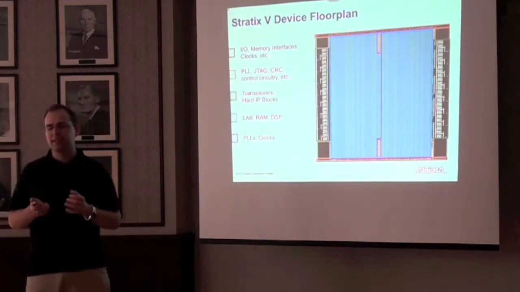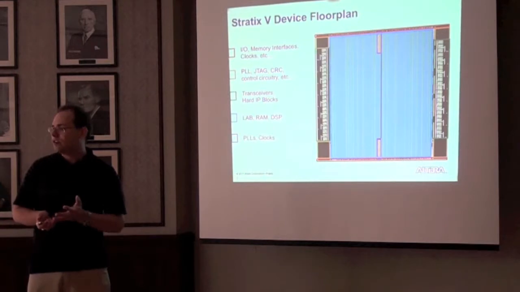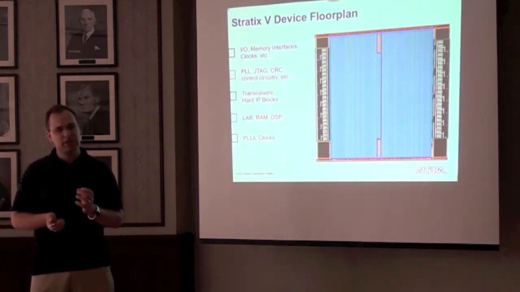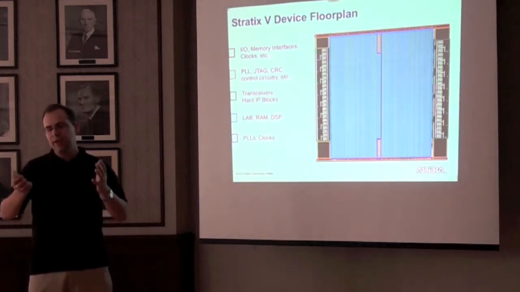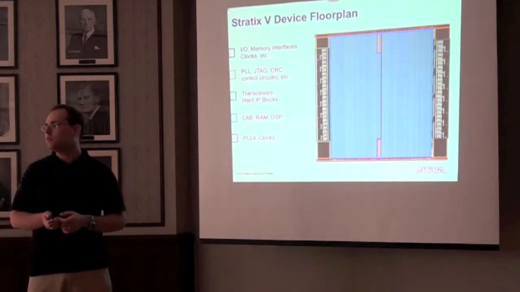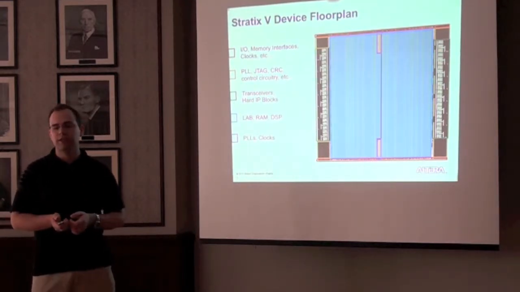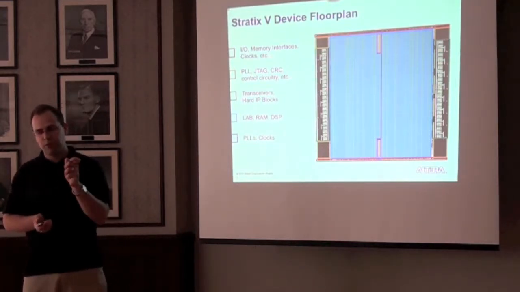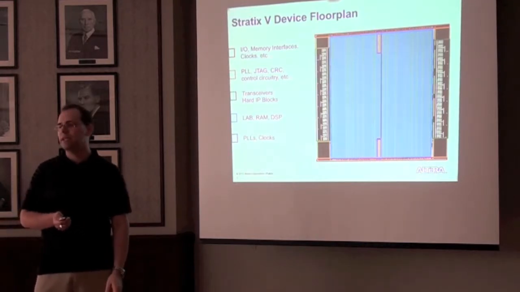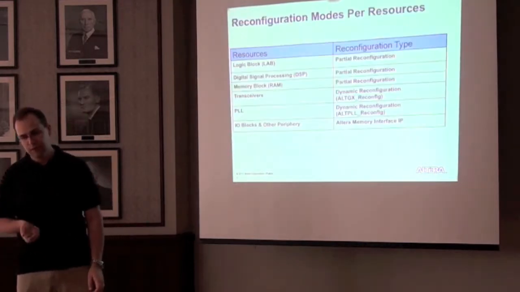The green slices on the side are transceivers. Stratix V also has some hard IP blocks, various functionality. The big blue center is the core of the chip, where the labs, RAMs, and DSPs are, and those purple slices are additional PLLs and clocks.